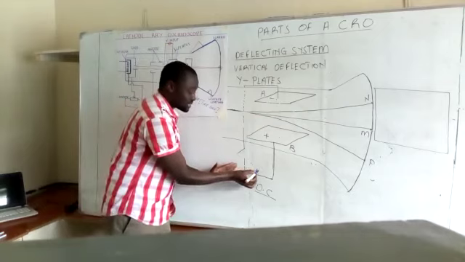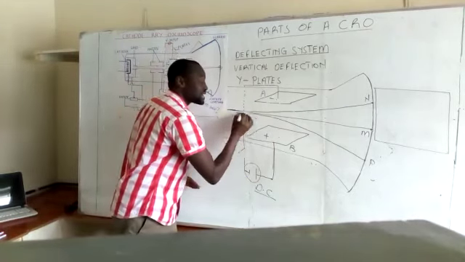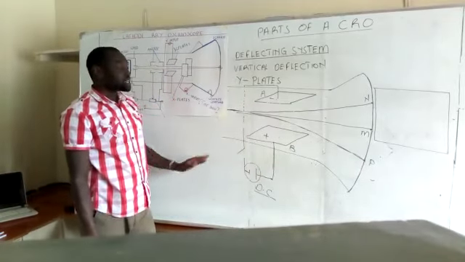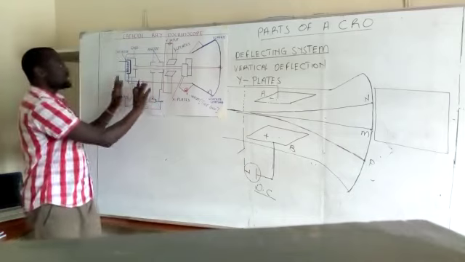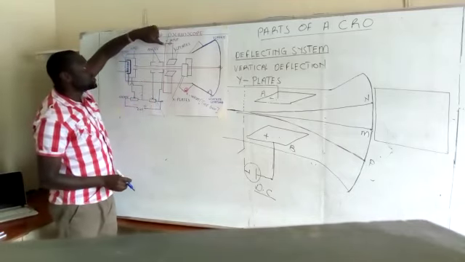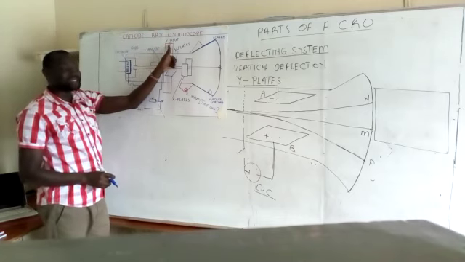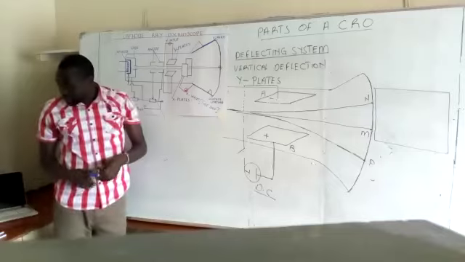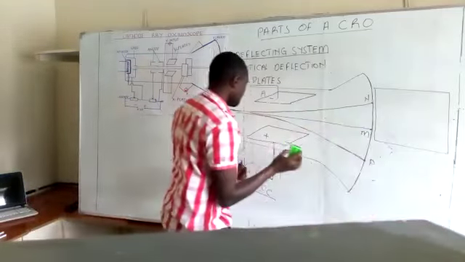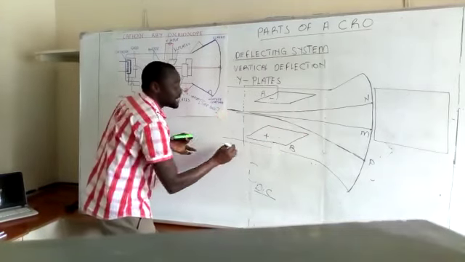But this is a DC. Therefore, if we just connect this, that spot will continually fall at that point. But you realize that in the CRO, the input of our Y plate is not a DC. It is an alternating current, an AC. Therefore, we connect our Y plates now to an alternating current.